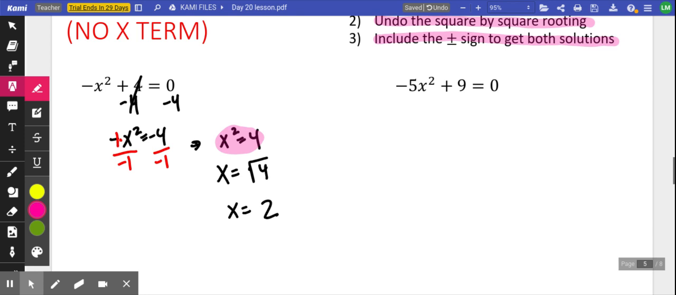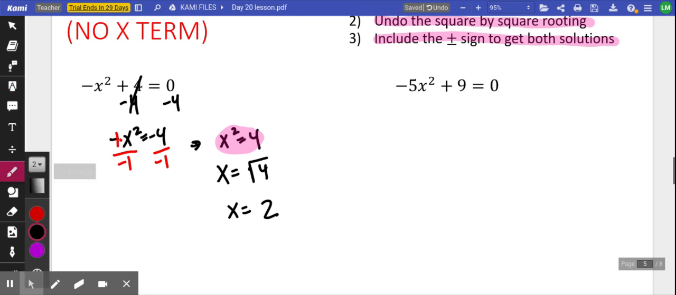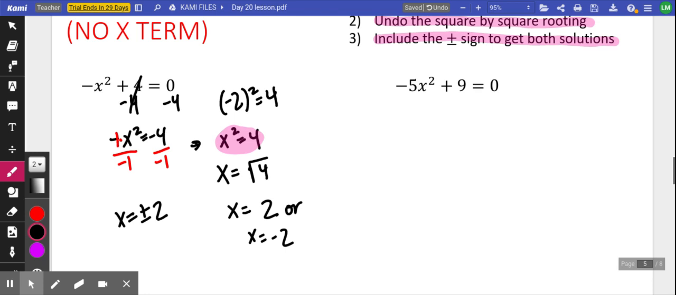Okay, if we plug back in 2, we have 2 squared equals 4. But you may notice we have another value that we could plug back in for x that would make that true. So it could be positive 2 or x could be negative 2, because watch, negative 2 squared also equals 4. So we have plus 2 or minus 2. We can just write our answer as plus or minus 2. That is a way of writing both the positive and the negative answer.